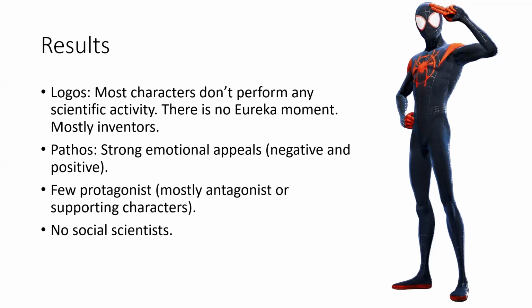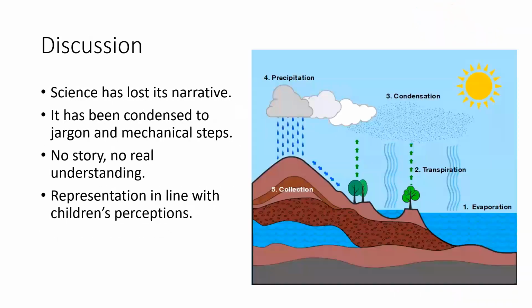Regarding the pathos, there were strong emotional appeals, either negative or positive. For me, that's a benefit of this type of representation of scientists, because they are shown as people who are driven by emotions, so the audience can relate to them and engage with the story. Although most of the scientists portrayed are not protagonists, they are mostly antagonists or supporting characters, which kind of diminishes the effect of having those strong emotional appeals. Finally, there are no social scientists, as I already mentioned.